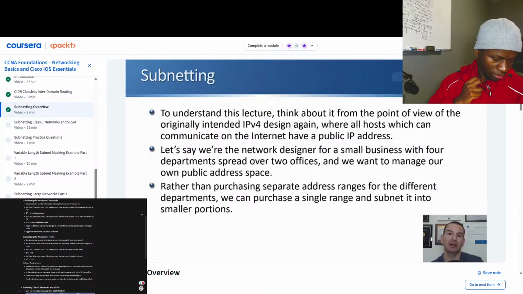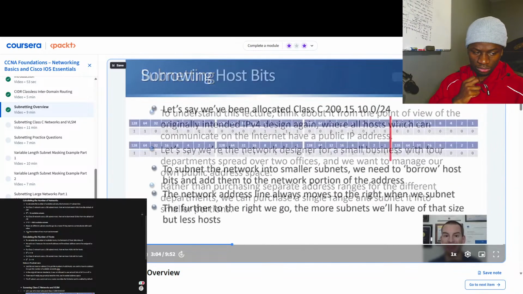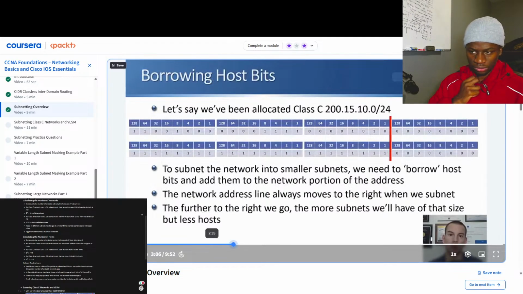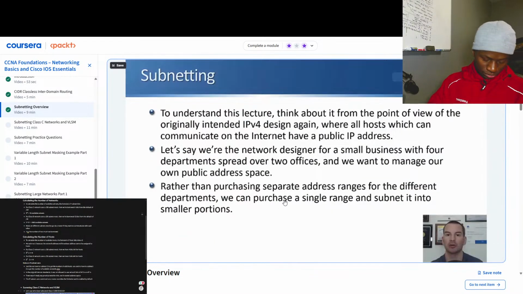Like, let's say we've only got a handful of hosts in each of those departments. Rather than buying 256 addresses for each, we can buy a single Class C range, and then we can divide that network up into smaller networks.